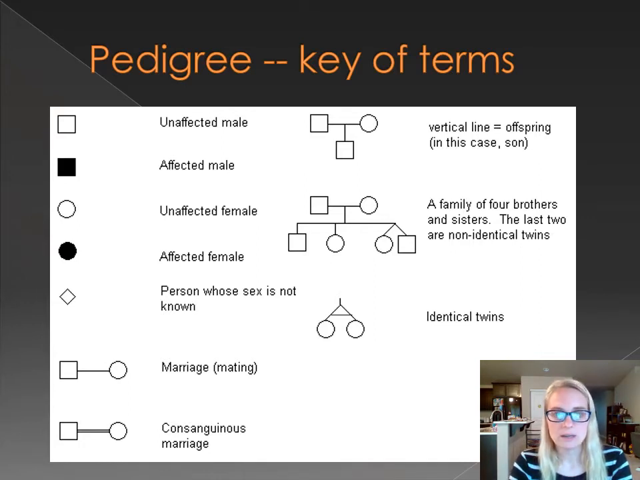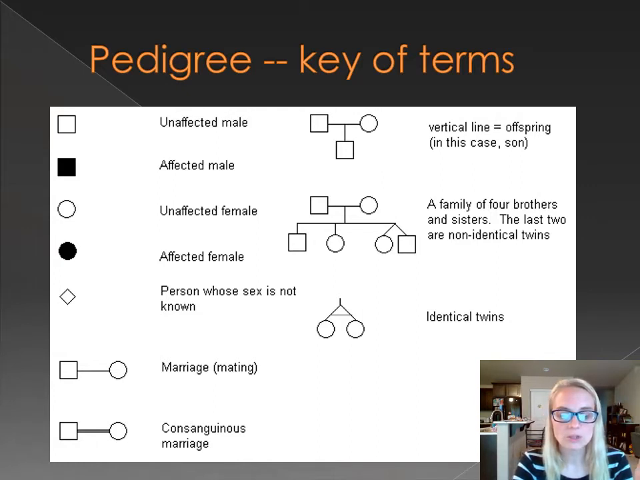So this is the key. There's a key in your textbook that you can reference, or you can come back and look at this video or the PowerPoint. Squares are males, circles are females. A shaded box means you have the trait, and an unshaded box means you don't have the trait. And your various lines are showing you the generations.